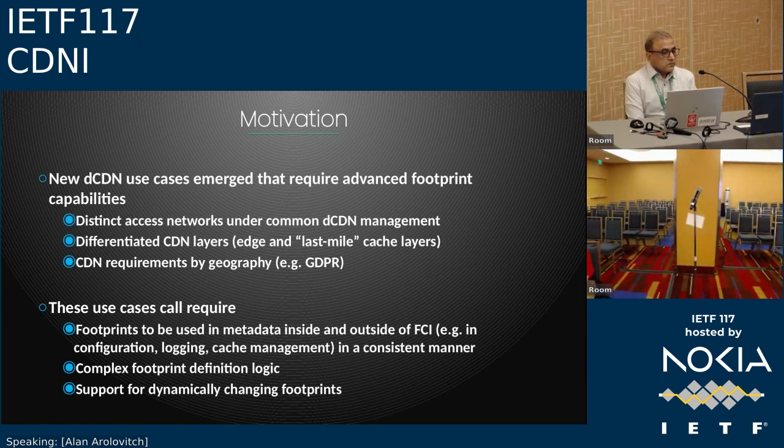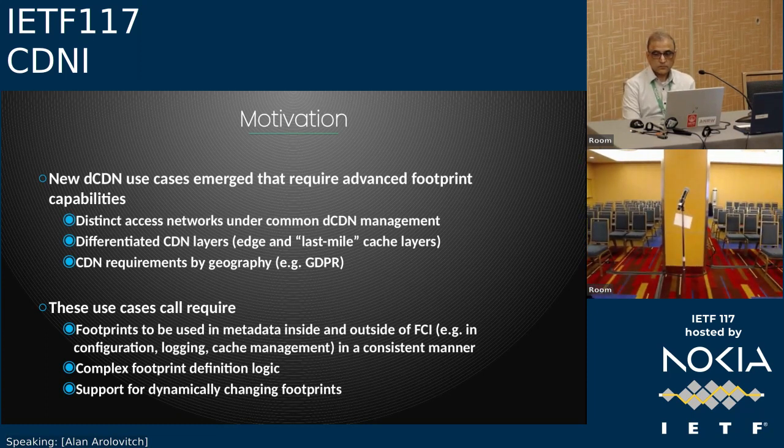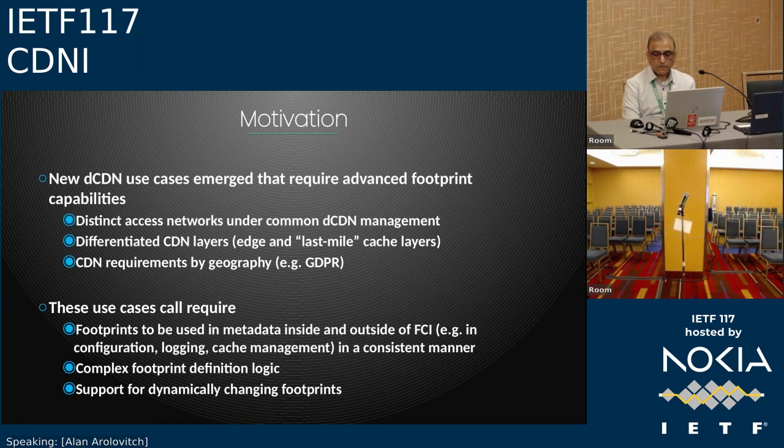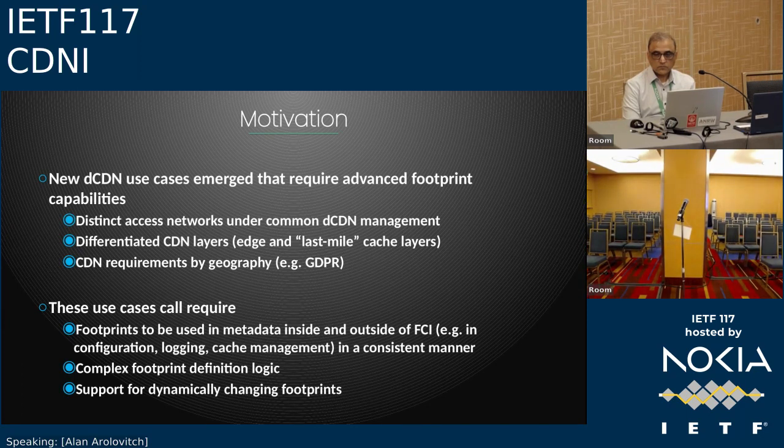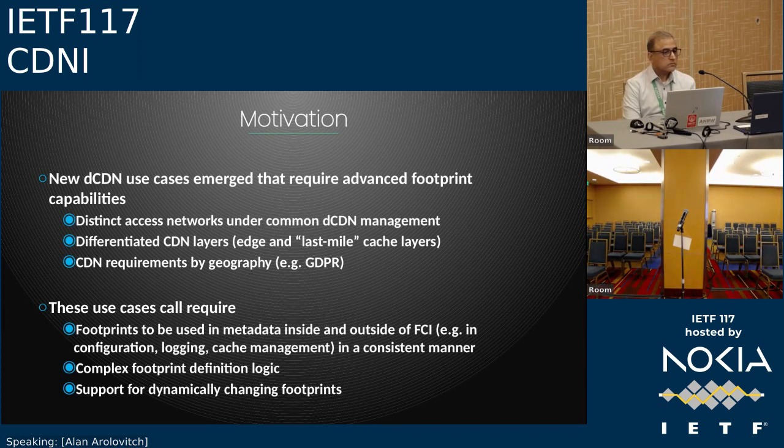Again, this is a recap and a bit of change of what I presented at the previous session. With several use cases, we see the need for more advanced footprint capabilities. Examples include when you have disaggregated distinct networks under common DCDN management, so you need to manage different sub-CDNs under one umbrella. Use cases when you have edge and core cache layers, maybe even distributed home last-mile cache layers, have different function capabilities and need to be addressed differently. Geographical requirements, GDPR or similar legislation.